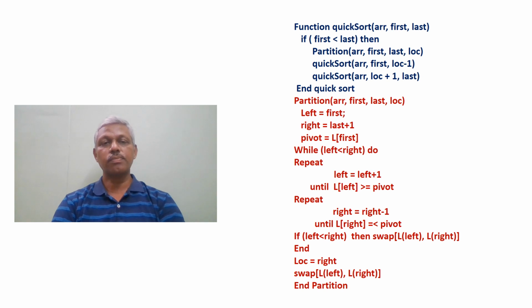Once partition is complete, again we go back and apply quicksort on the remaining subarrays. This is how the algorithm progresses recursively on the subarrays to sort the elements.